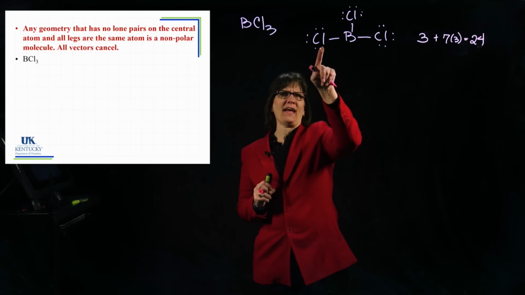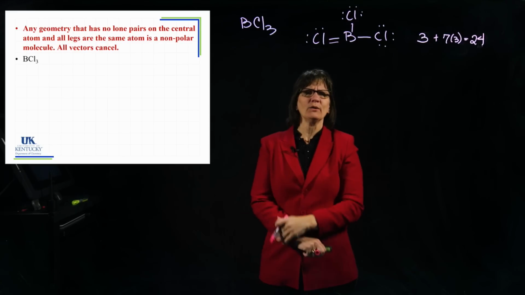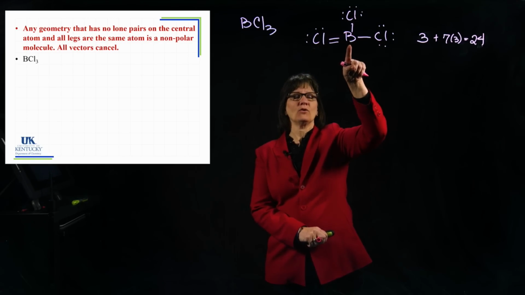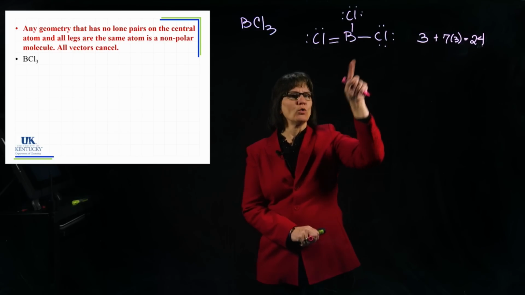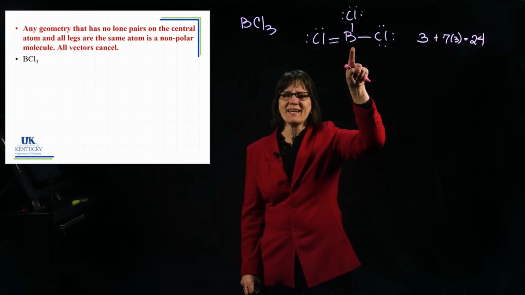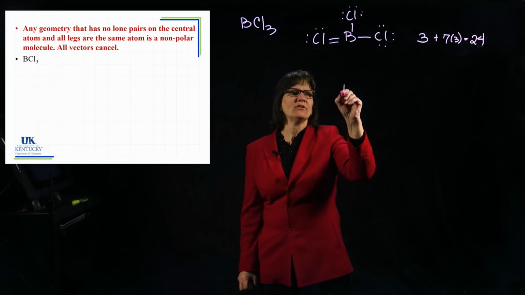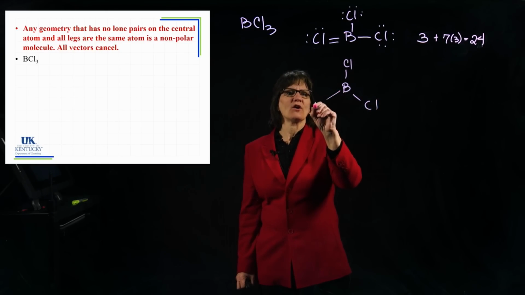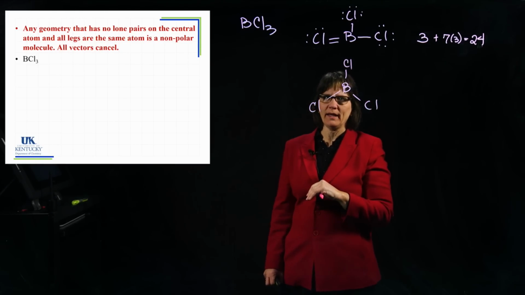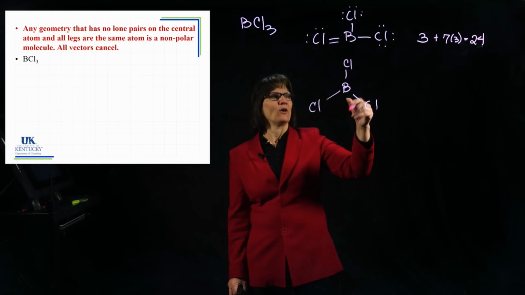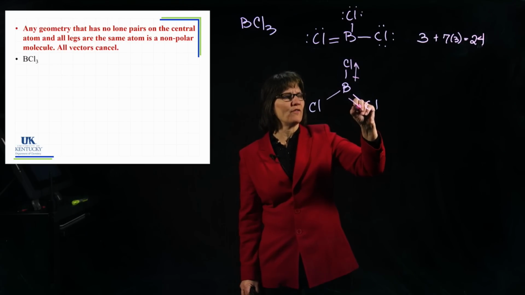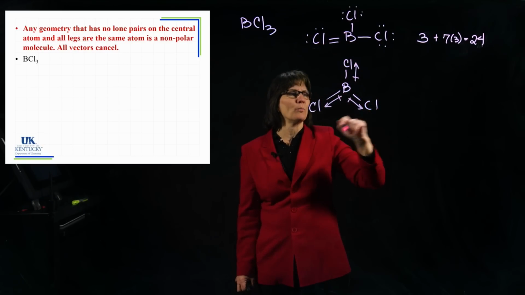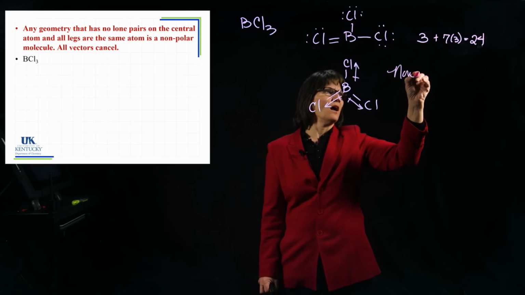But if I had forgotten that, and I had put these in here instead, it wouldn't change the information. I have 3 legs connected to the central atom. I have no lone pairs, so as soon as I see that, I don't have to necessarily draw that. I don't have to necessarily know it's called a trigonal plane. I don't need to know the bond angles. I don't have to draw in all the vectors. As soon as I see that all the atoms are the same and there is no lone pairs, it is nonpolar.